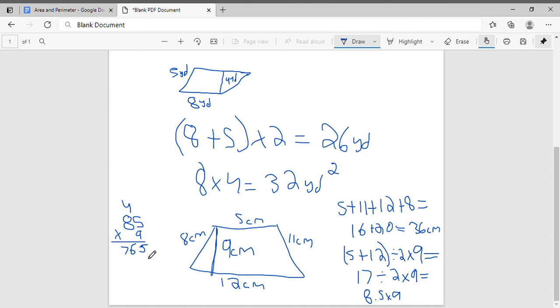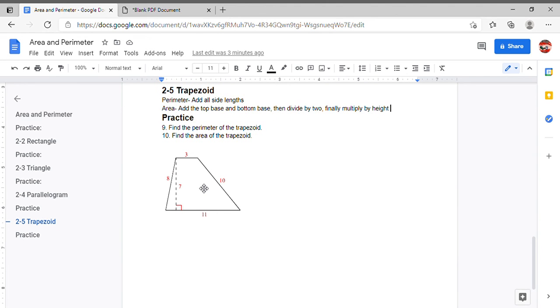And now we add back the decimal point, and since the decimal point was right here, it's only moved one place. So we're going to move it one place here, and the area would be 76.5 centimeters squared. Okay, sorry for cramming that in, but here's the area, 76.5 centimeters squared. Now, you guys can pause the video and do this practice problem. Okay, hopefully you've done it because I will be going over it now.